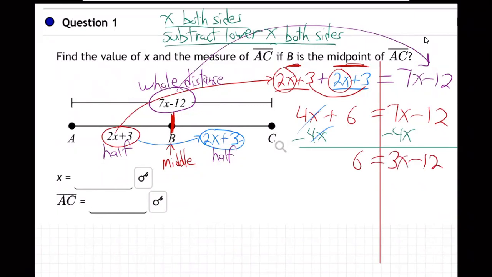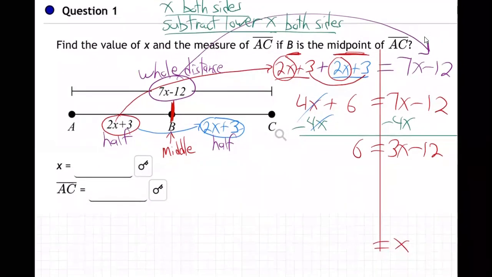Good, good so far. We're trying to get down at the bottom. We want x all by itself, right? We're trying to get x alone. So our next step is to add the 12. And then we get 18. And last step, divide by 3. Last step is always dividing. Remember when you're solving, you always do the opposite, and that's 6.